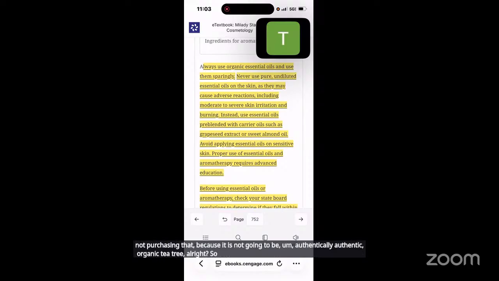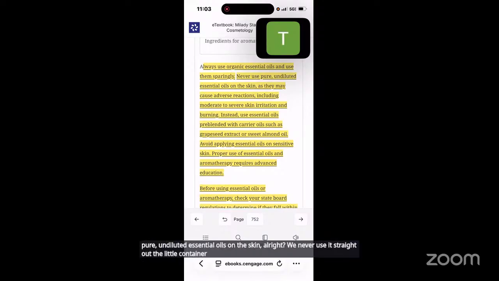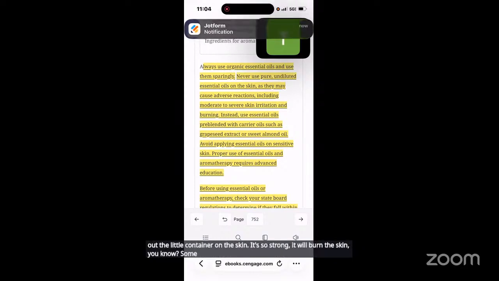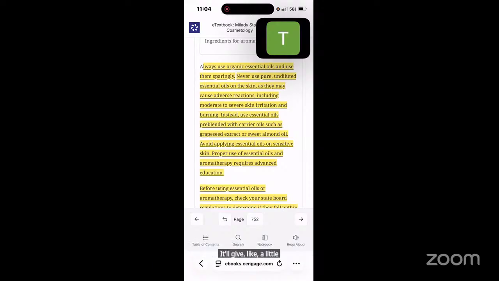So never use pure undiluted essential oils on the skin. We never use it straight out of the little container on the skin. It's so strong it will burn the skin. Some people's skin, based on their skin type, can take it, and some people are like, nah, I'm not going to be able to take it. It'll give a little irritation or a skin burn.